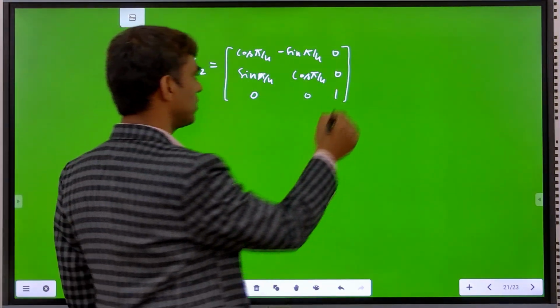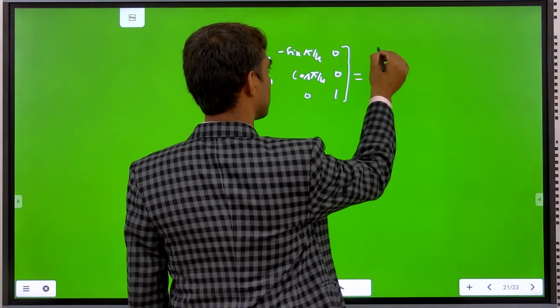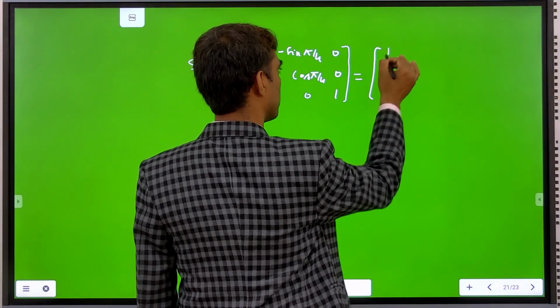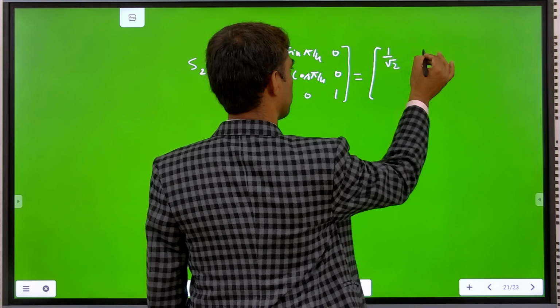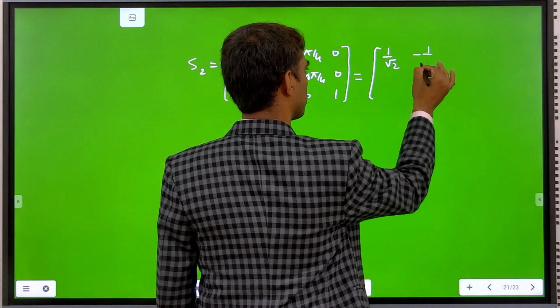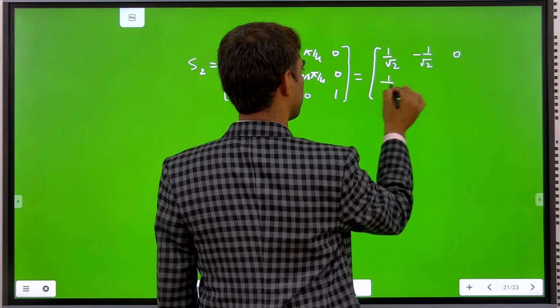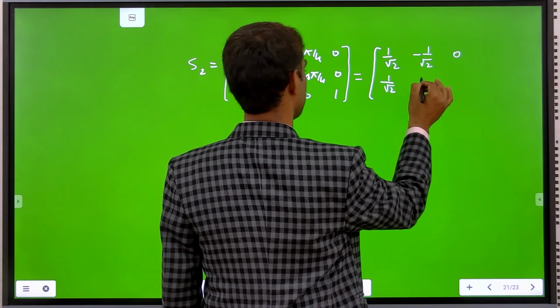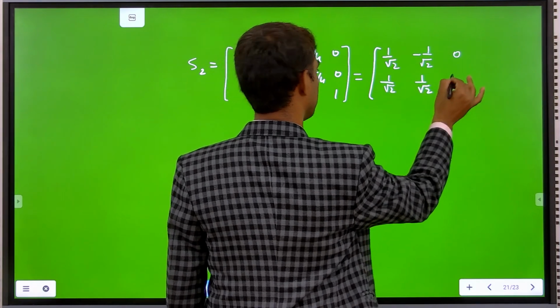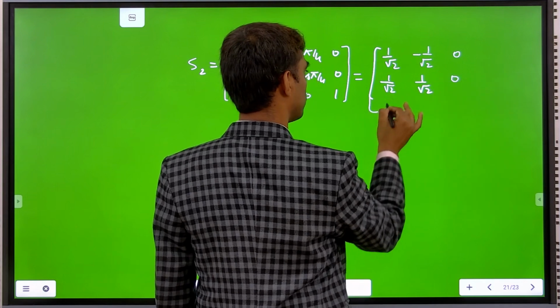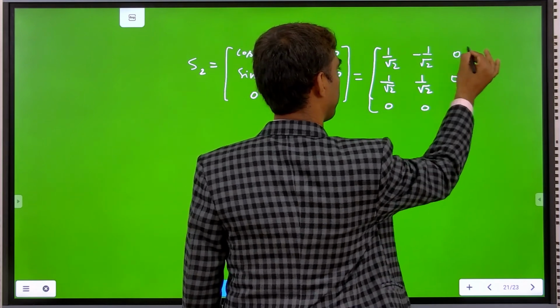So what is the value of this one? What is the value of cos pi by 4? It is 1 upon root 2. Minus sin pi by 4 is minus 1 upon root 2, 0. This one is 1 upon root 2, this one is 1 upon root 2, this one is 0, and the last row is 0 0 1.